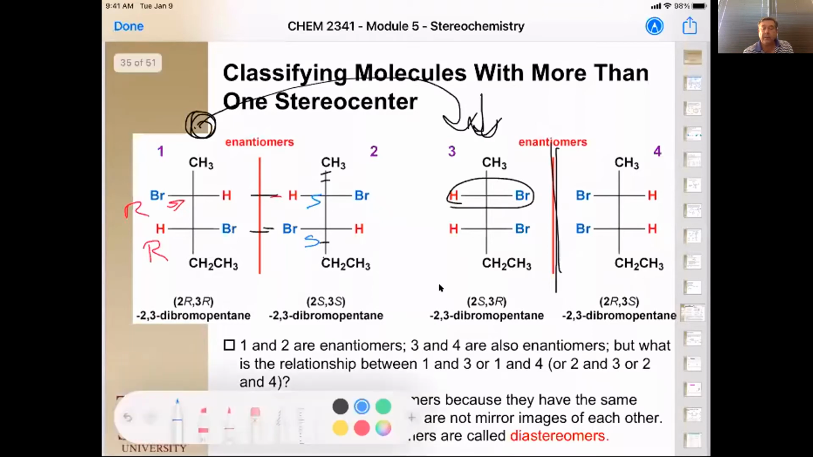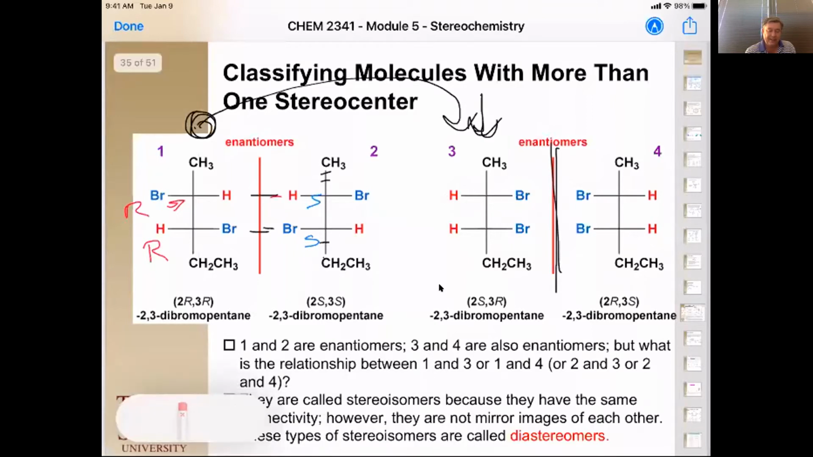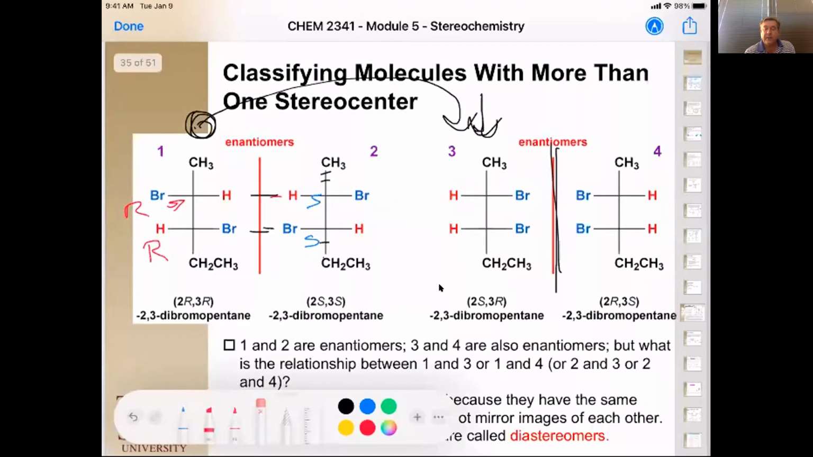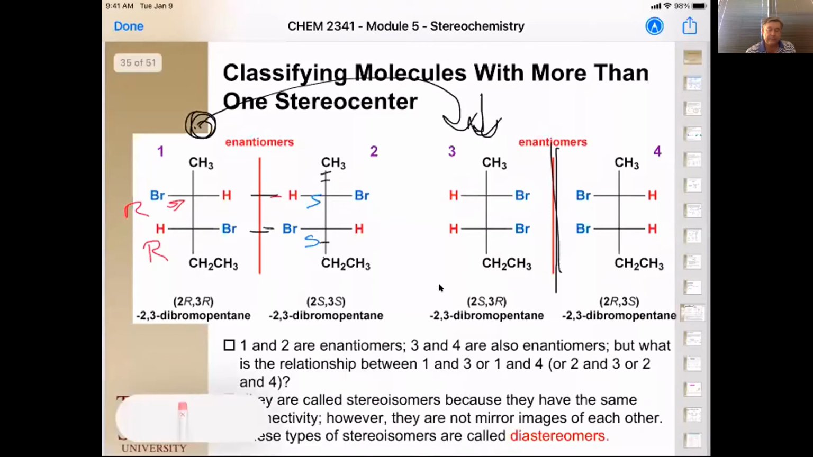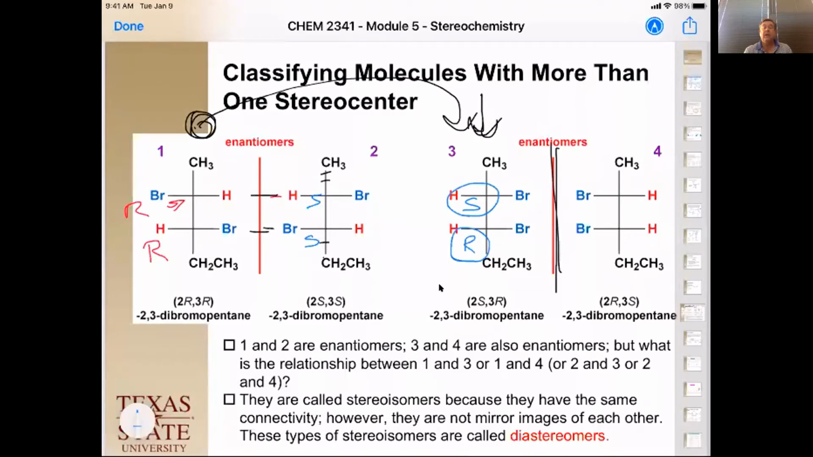We're actually going to end up with this one being S. This number 2 carbon is going to be S, but this is going to be R. And the cool thing is, because of our mirror image, we now know that this has to be an R and this has to be an S. So that's how we got to having those 2 sets.